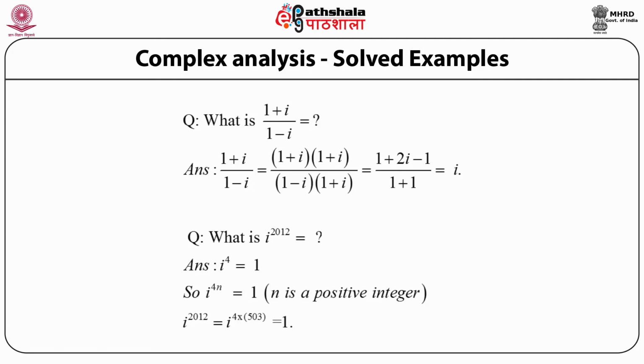The second question: what is i raised to the power 2012? We know that i squared is minus 1, and we know i to the power 4 is plus 1. So i to the power 4n will always become a positive integer. Now 2012 can be written as i to the power of 4 times 503. So once it is 1, 1 to the power 503 will always be 1.